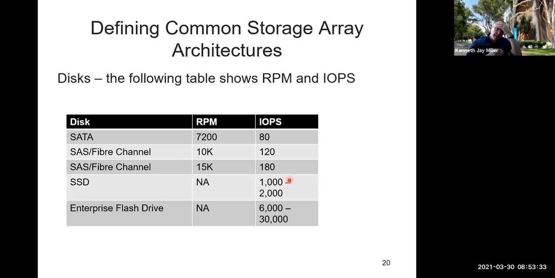Now, Alan, you asked about an M2. An M2 would be in the SSD category, not the enterprise flash, but in the SSD. So it's going to be almost 10 to 20 times faster than a typical hard drive, right? So if we had the SAS fiber channel 15K and we go to solid state drive, the input output per second is almost 10 times greater.